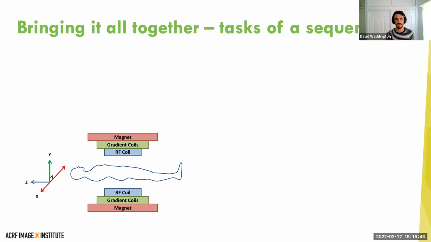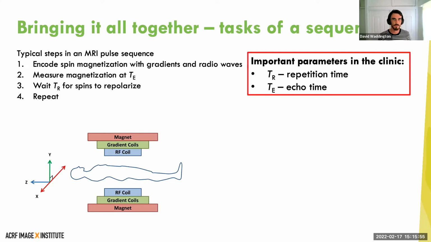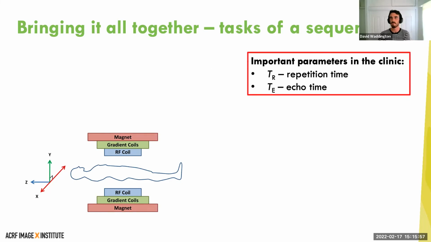Okay, so let's bring all that together. I've thrown an enormous amount at you there. Let's tie it back to the clinic and what's important. In the clinic, we have 2 important parameters that we can choose on an MRI scanner. And they are the repetition time and the echo time. Essentially, the repetition time means how often do you measure your spins? And the echo time means how long after you magnetize your spins and start them precessing do you measure them? So they're two things that can be tuned in the MRI scanner.